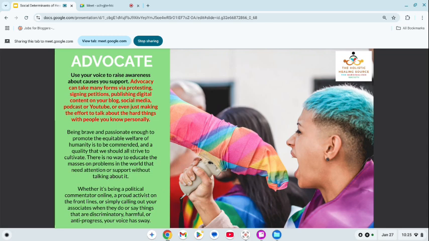There is no way to educate the masses on problems in the world that need attention or support without talking about it. So, whether it's being a political commentator online, a proud activist on the front lines, or simply calling out your associates when they do or say harmful things that are discriminatory, harmful, or anti-progress, your voice has sway. Make sure you use it to advocate.